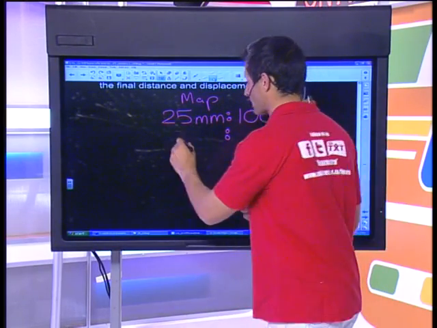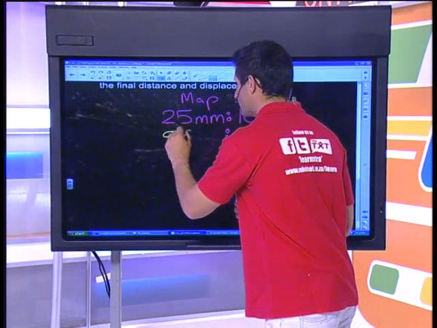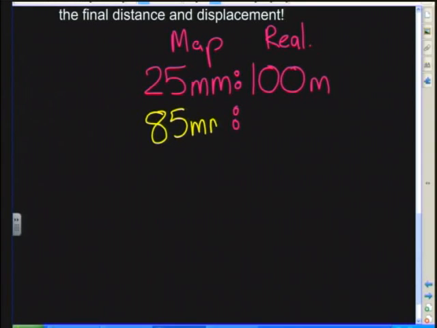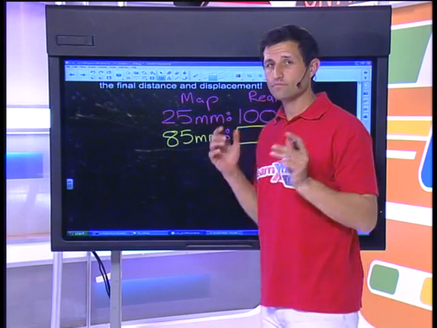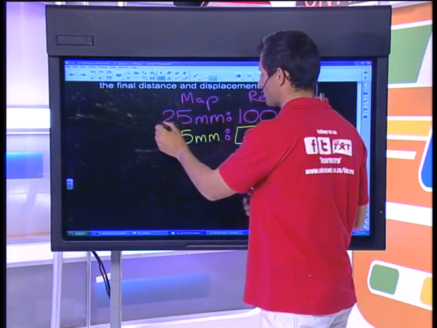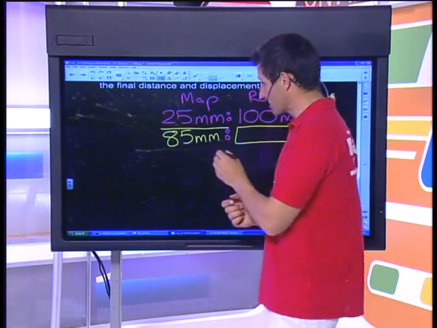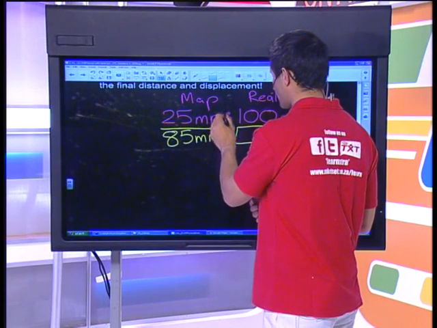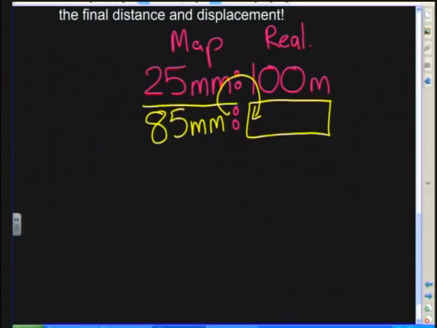I measured out on my map that I moved 85 millimeters. So that's what the ruler told me. I would like to know what is the real distance that I moved. Well, the question is how to actually work with these. Here's one of the clues. Anytime you've got two of the same, there's a way to move around here. I want to move from here, around here, and end up here.